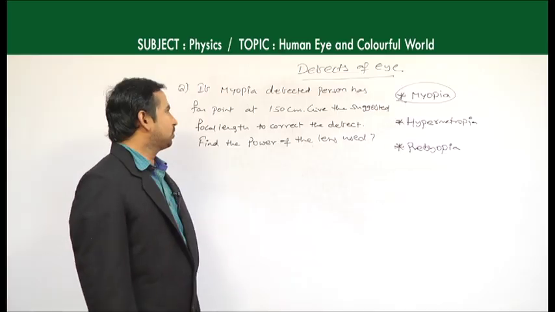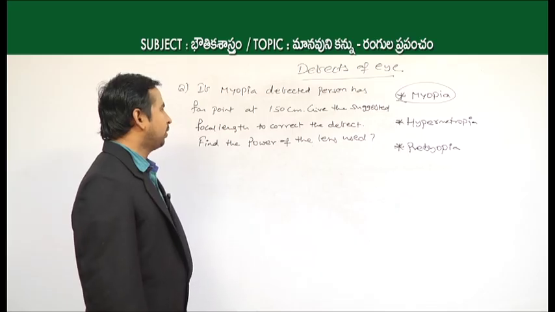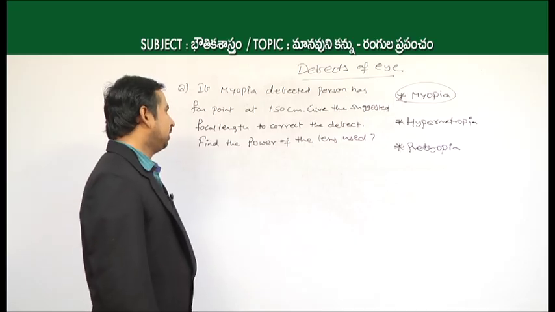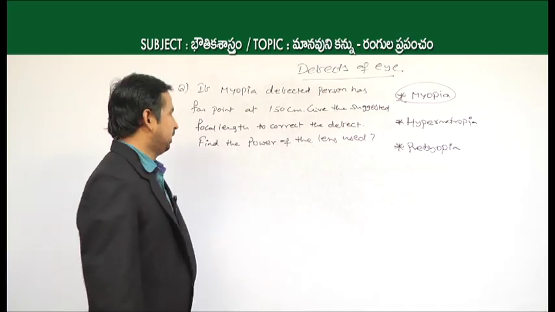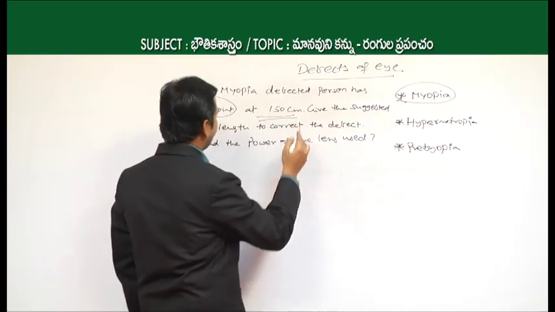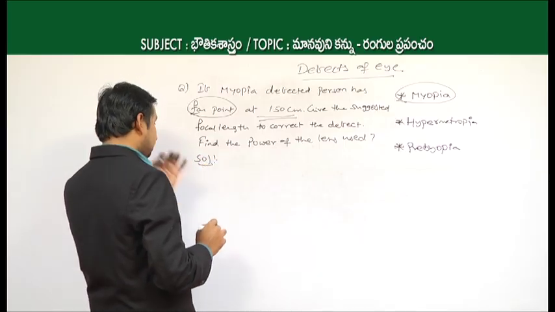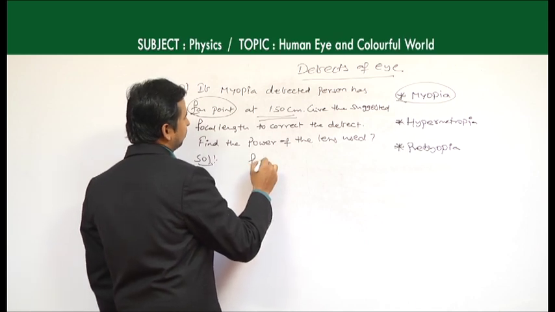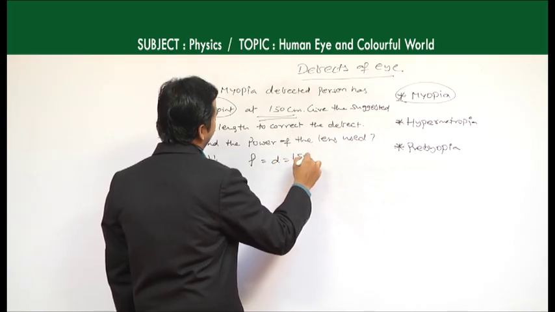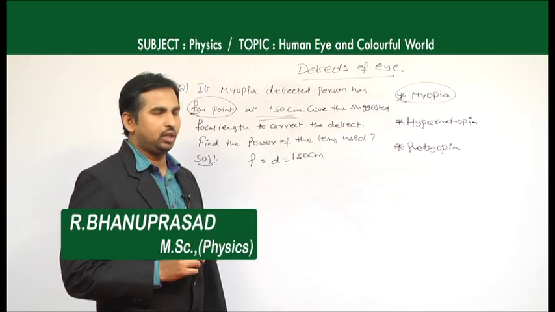Now, we will see one more question, same as the previous one. If a myopia-affected person has a far point of 150 centimeters, give the suggested focal length to correct the defect and find the power of the lens used here. As it is given, the far point here is 150 centimeters. So the far point distance d is equal to 150 centimeters.